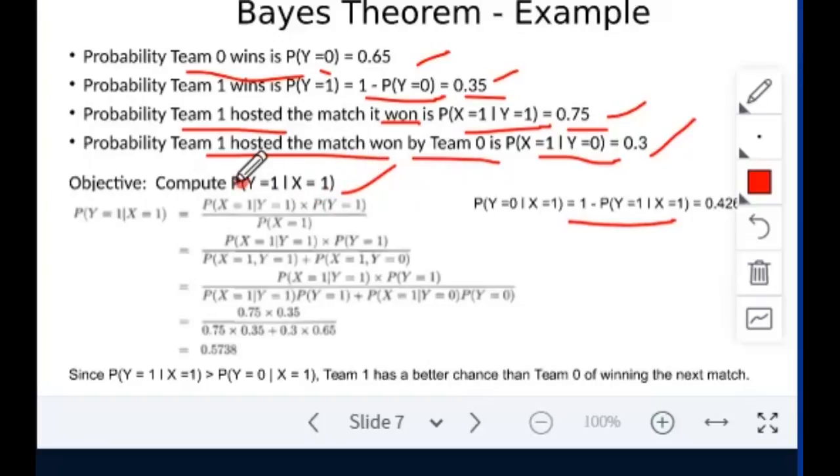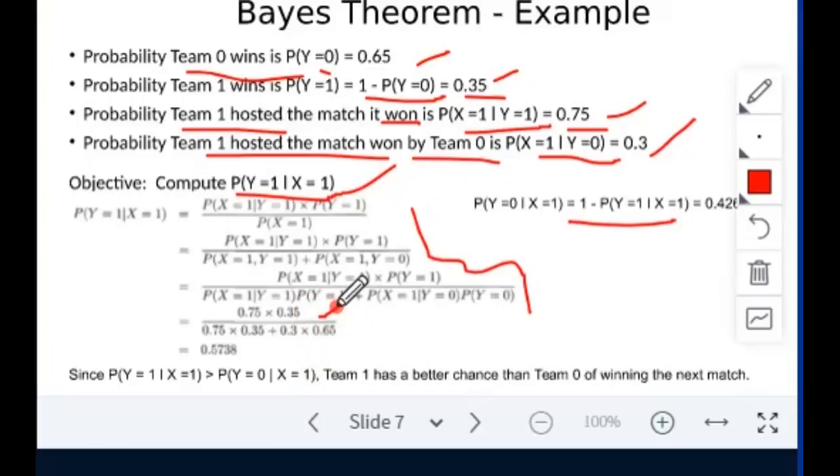So whether team 1 will win or team 0 will win, we have to check it. So what we are doing is computing P of y is equal to 1 given x is equal to 1. When we calculate this probability, we have used the Bayes theorem formula. Here we have 0.75 into P of x is equal to 1 given y is equal to 1, that is nothing but 0.75 into P of y is equal to 1, that is this part.